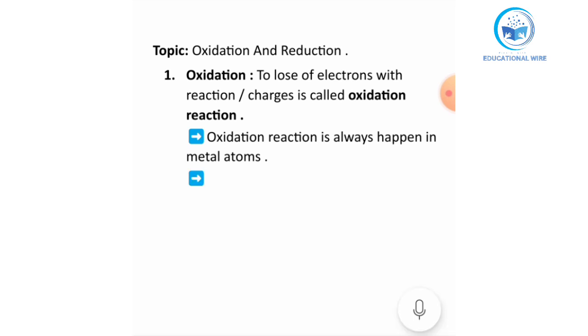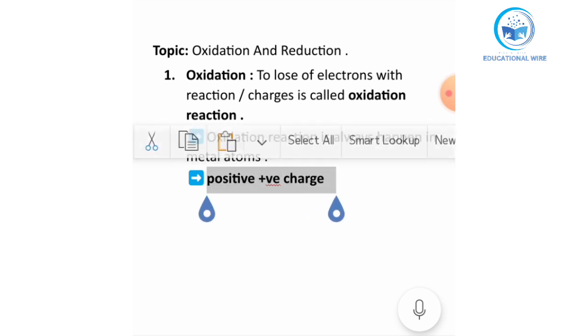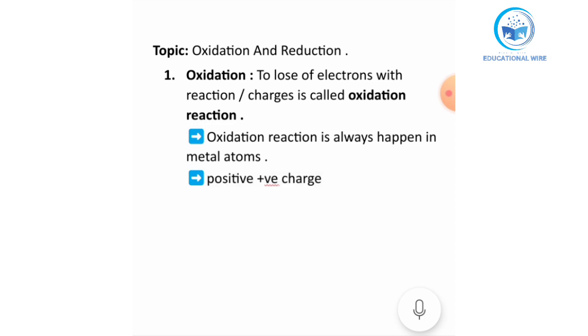As we know, the losing of electrons with reaction or charges is called oxidation reaction. It always happens in metal atoms. One more point is that whenever electrons are lost in a reaction, the atom will take a positive charge. Okay, so let's take an example of this.